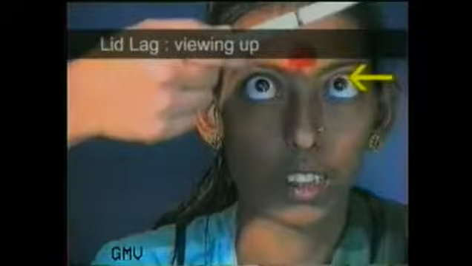Now test for lid lag or von Graefe's sign. With the left hand, fix the patient's head to prevent neck flexion or extension. Hold your right index finger in front of the patient's eye at a distance of 40 centimeters, and asking the patient to follow the finger, move it upwards and downwards. When the patient looks downwards, the upper lid lags behind and a larger portion of the white sclera is exposed on looking down. This is a positive von Graefe's sign.